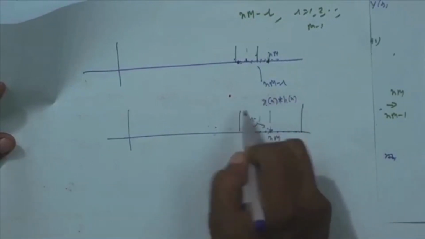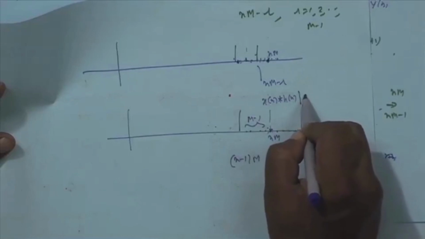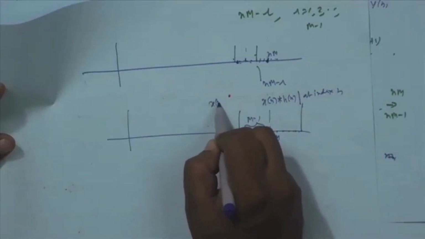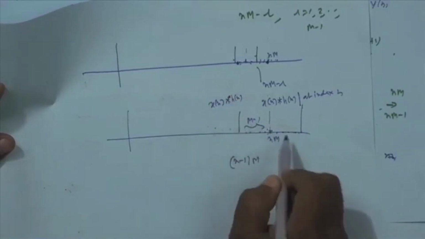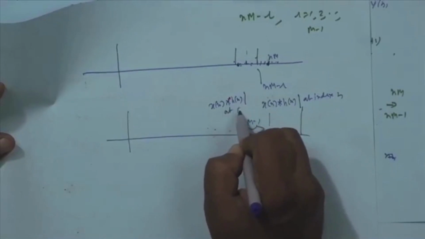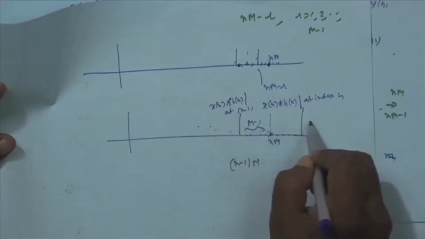here you will get again the same convolution. This is the convolution at index n. This is again the same convolution, but instead of nm, it is n minus 1 m. So it is at index n minus 1, like that. All right.